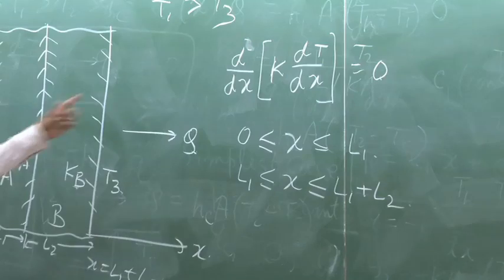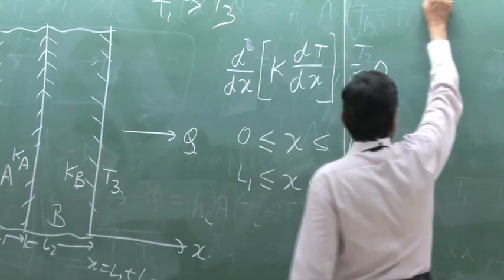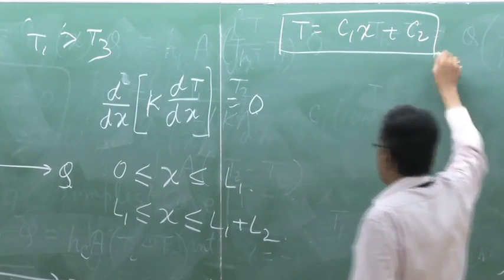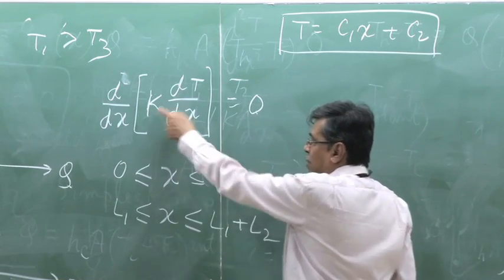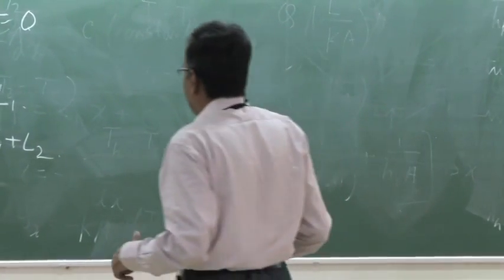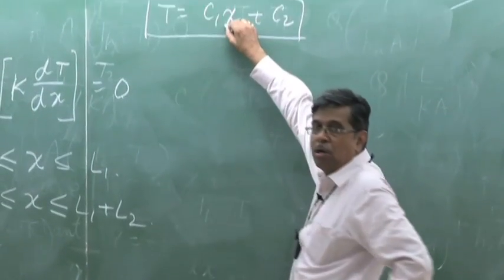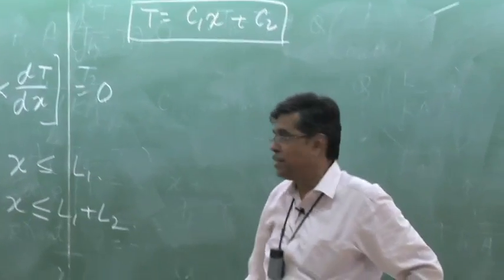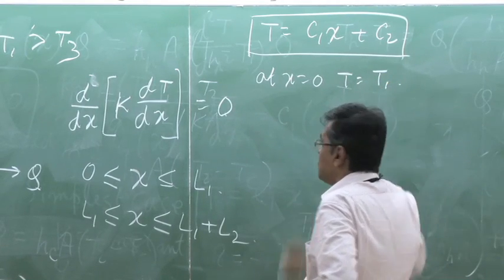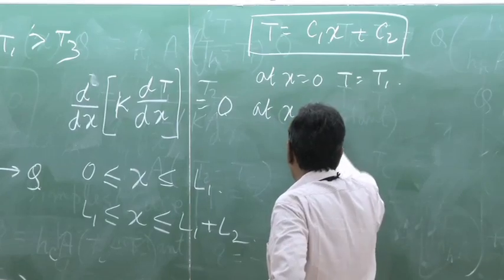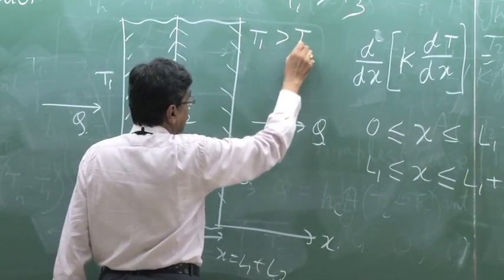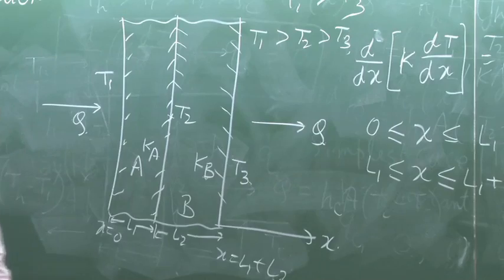And if you solve the first one with the boundary condition, T is equal to C1 x plus C2. This is the general solution for constant thermal conductivity. When we solve in this domain, thermal conductivity is constant, equal to Ka. Similarly, in L1 to L1 plus L2, it is Kb, constant. So T is a linear function of x, C1 x plus C2. Now for the first one, at x equals 0, T is equal to T1. And at x equals L1, we define the interface temperature as T2, which is in between, obviously, by the second law of thermodynamics.